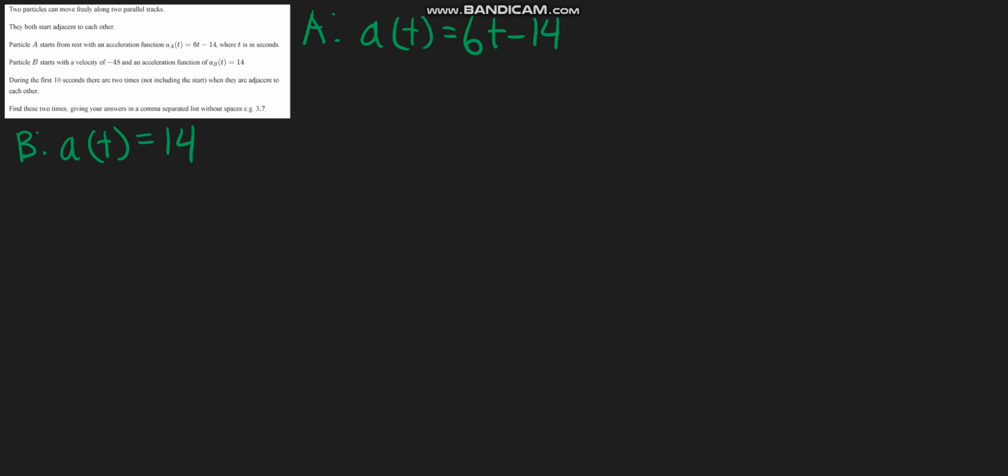During the first 10 seconds, there are two times, not including the start, when they are adjacent to each other. Find these two times, giving your answers in a comma-separated list.